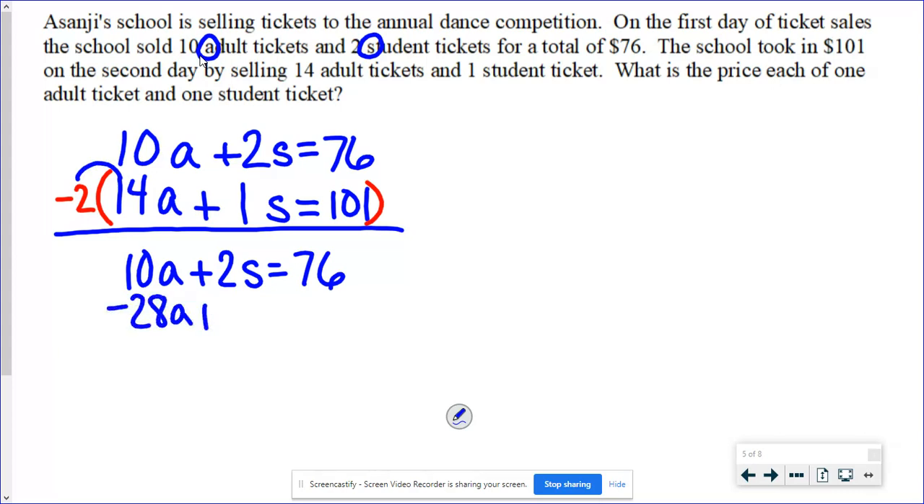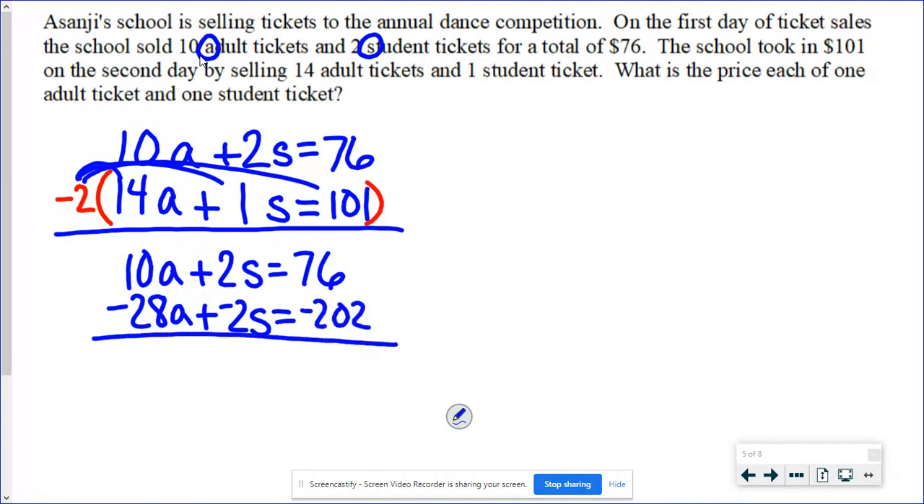-28a plus a -2s equals -202. So when I combine these, my s's are going to go away. 10a plus a negative 28a is going to be negative 18a. And 76 plus a negative 202 is going to be a negative 126.